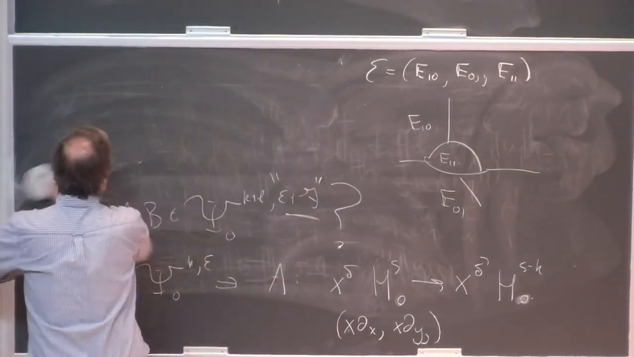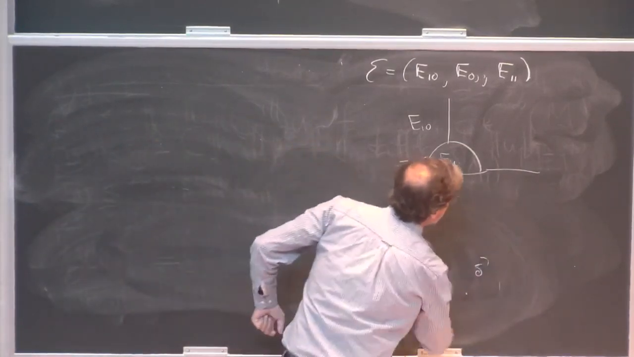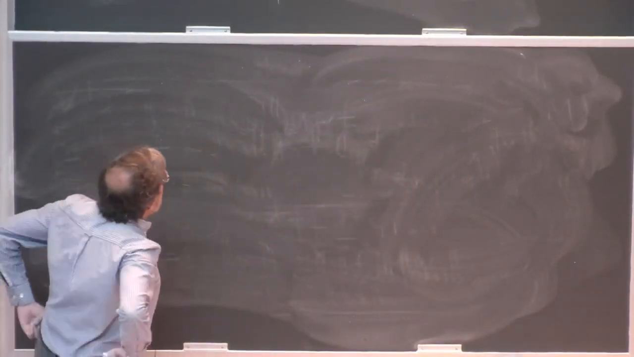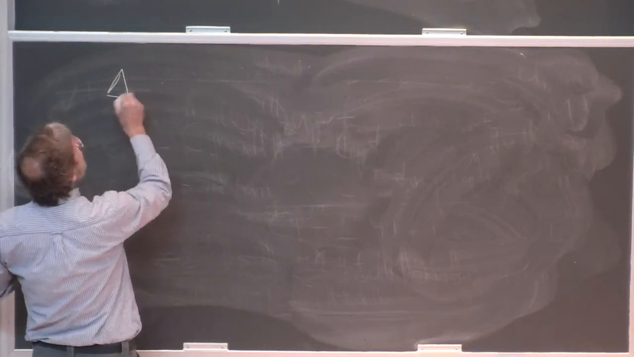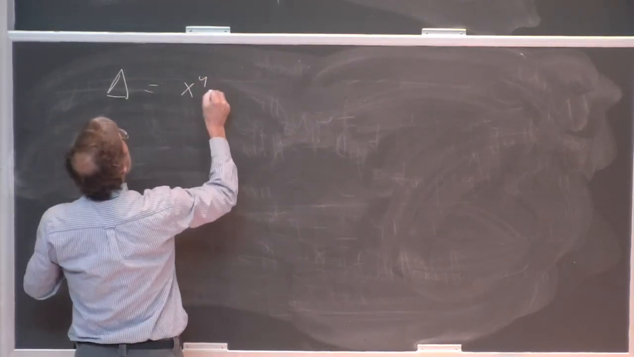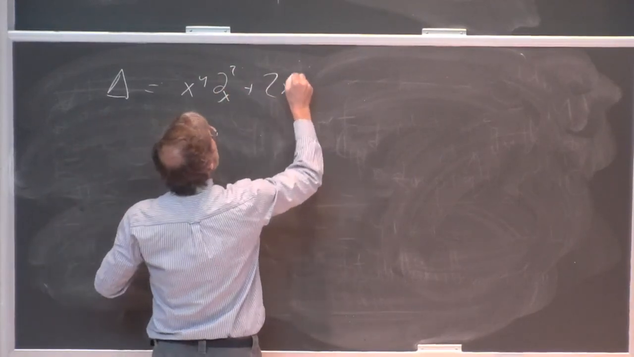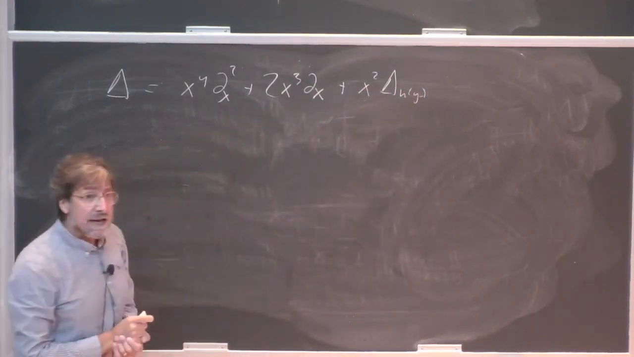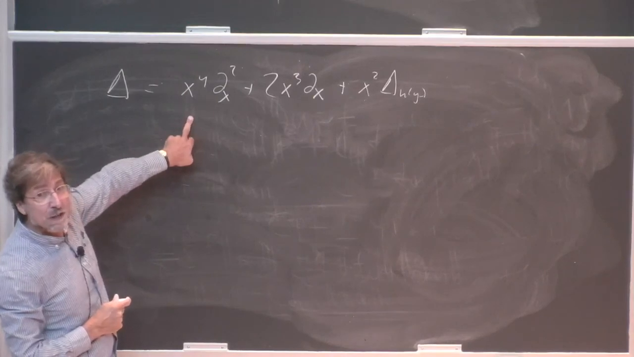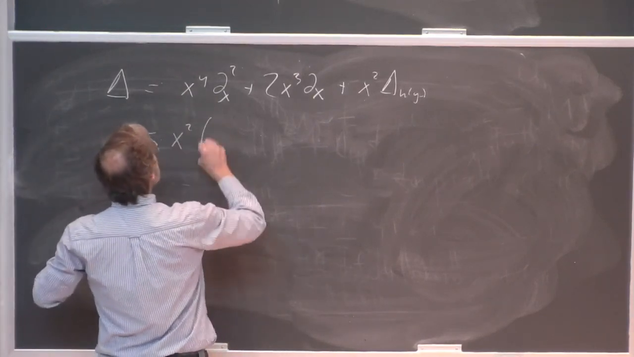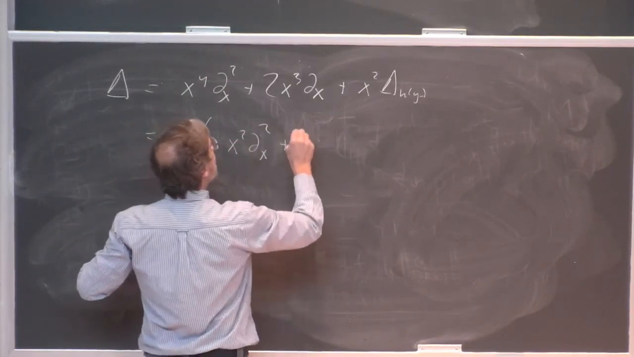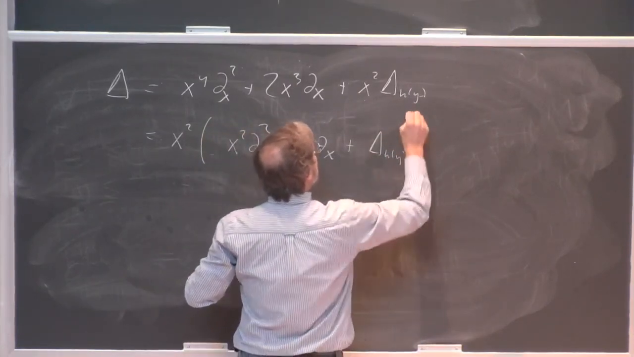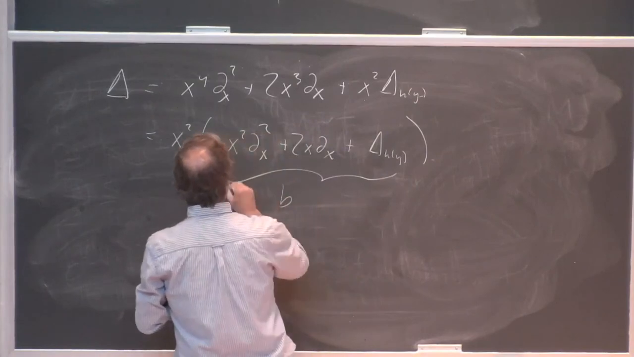When I talk about the tale of these three operators, there is an interesting observation. Look at the Laplacian itself. That's x to the fourth d_x squared plus 2x cubed d_x plus x squared Laplacian_h of y. If I'm just studying the Laplacian, I might as well pull out a factor of x squared. This looks like x squared times (x squared d_x squared plus 2x d_x plus Laplacian_h of y). This is a B operator. This is an elliptic B operator.